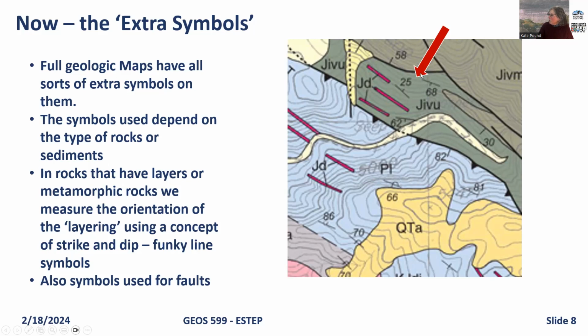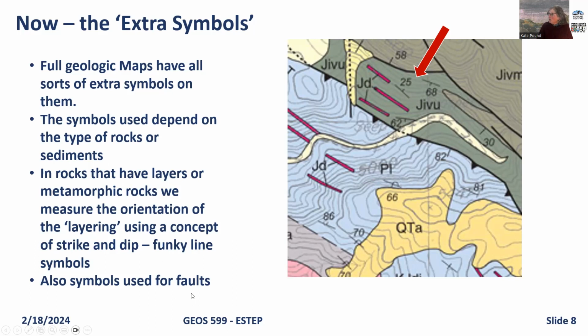And here, if you look at where this red arrow is pointing, there's this funky symbol where there's a line, and then there's a little tick on one side and a number. This is called a strike and dip symbol. The number is the dip. That's the angle that the layers are going down into the ground at. And the little tick points in the direction that they're going down towards. So that's just one of the myriad of extra symbols.